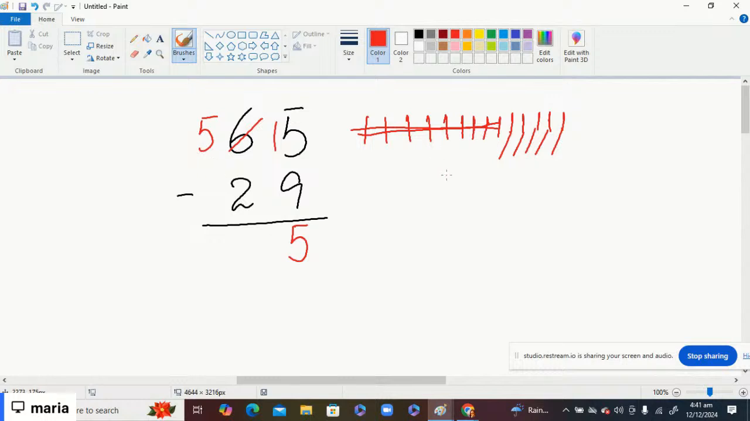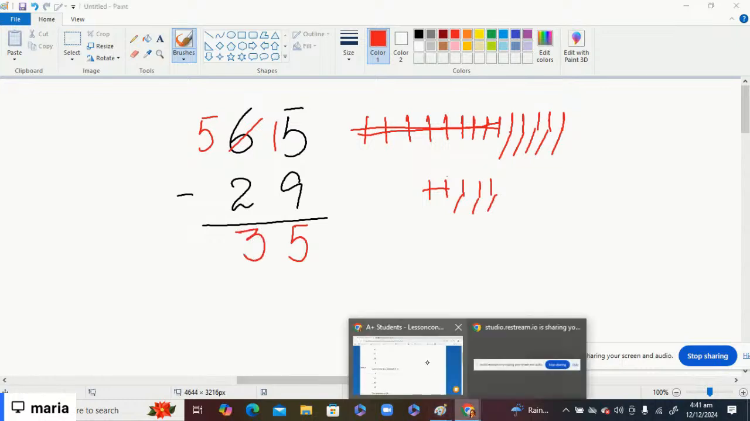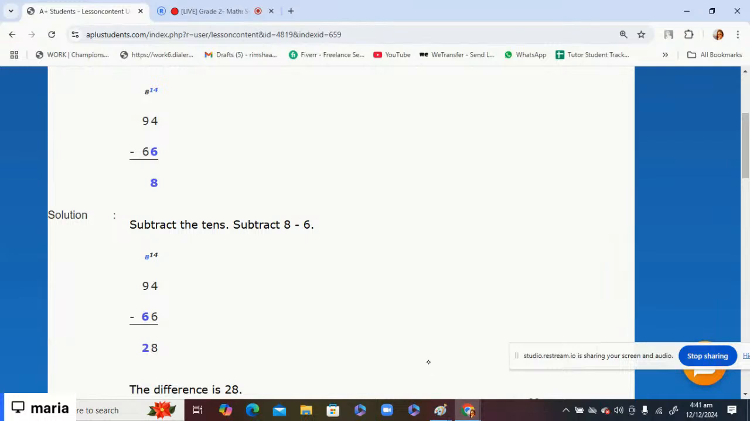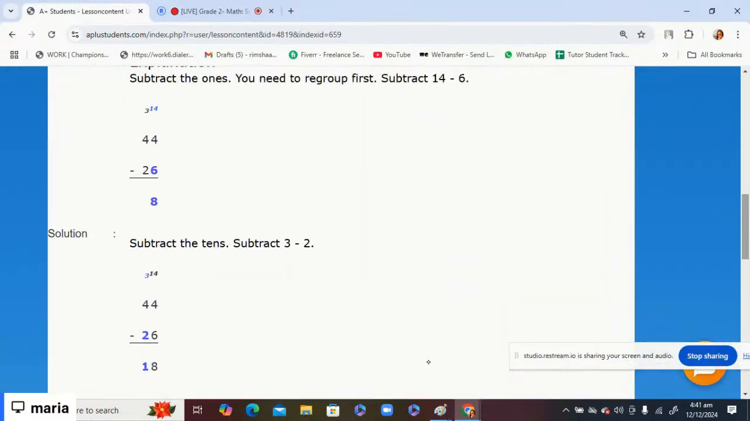So you're going to draw 5 lines. 1, 2, 3, 4, and 5. Remove 2 lines from there. How many are left? 1, 2, and 3. So this is 35. Okay. So here, this is the way that we are going to solve these questions.